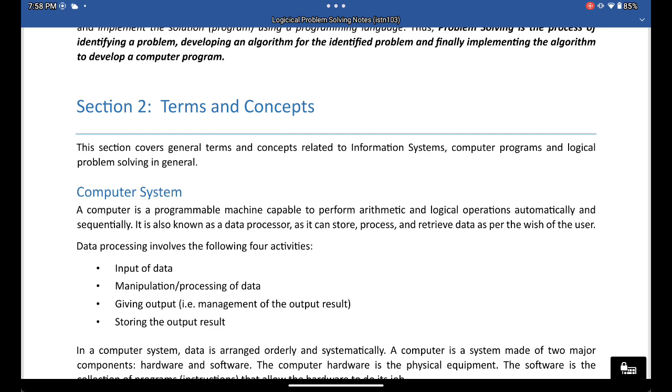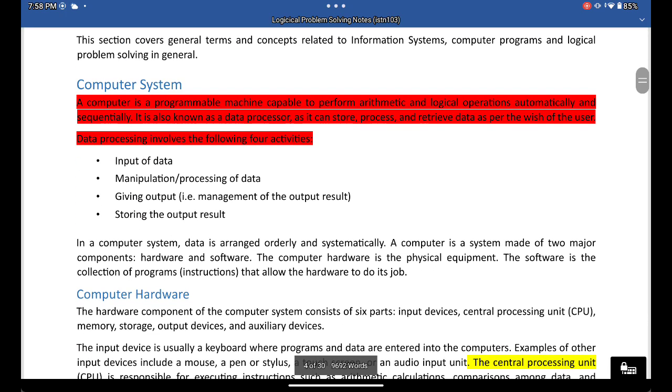Okay, so it can do all these processes automatically. Now, what does automatically mean? When you click a mouse, the machine can do it automatically, like show you what you clicked. Now, it's also known as the data processor. So, what is the data processor? It is these four things here.